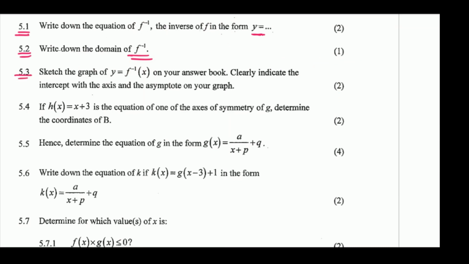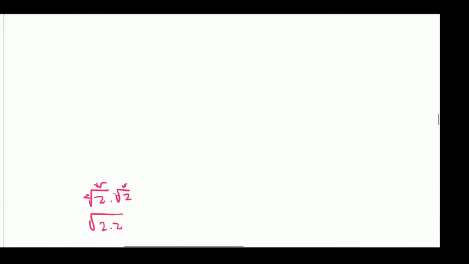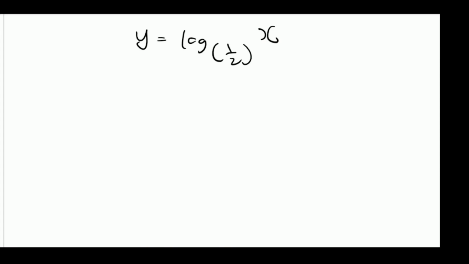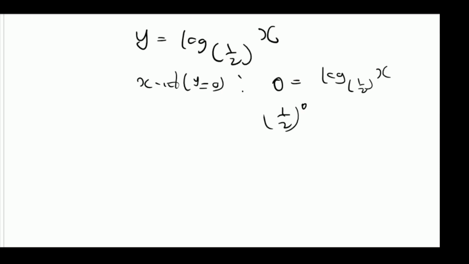So now in 5.3 we are asked to sketch the inverse of f, indicating all x-intercepts and asymptotes. Remember that our inverse is y equals log base 1/2 of x. So we first have to find our x-intercept when y is equal to 0, right? So where there's y, we put 0 equals log base 1/2 of x. So (1/2)^0 is equal to x, which is equal to 1, because anything to the power of 0 is 1.